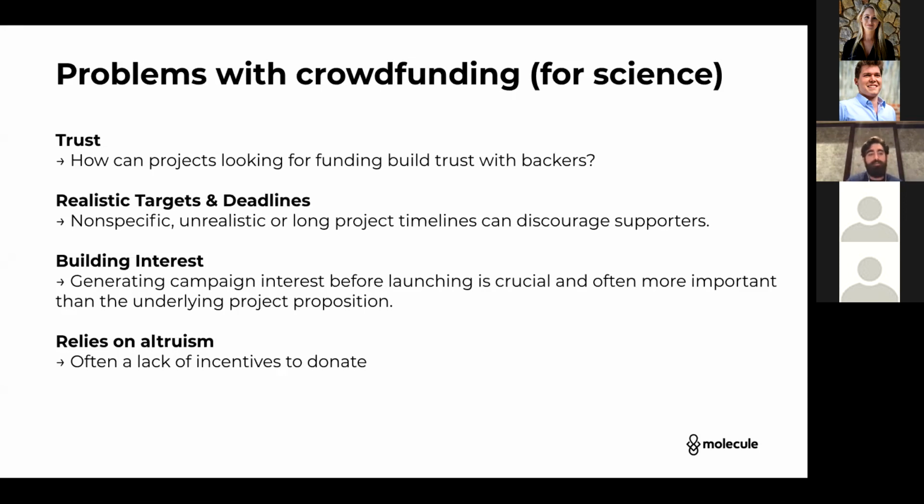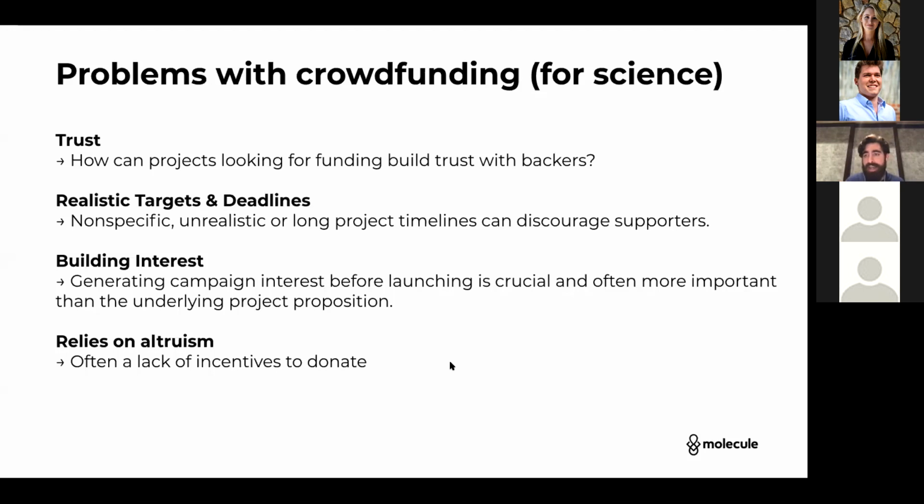A lot of the issues come down to factors like trust. How do projects that are looking for funding build trust with their backers? Keeping realistic targets and deadlines is one. This is a problem I think is intrinsic to the sciences and experimental design, but we don't always know how long experiments are going to take. We don't always know if our hypotheses are going to be correct and if experiments are going to work. So there have been difficulties when you're scoping out an entire project with a budget, being able to say, we're going to do X and Y and deliver on that within a reasonable time frame.